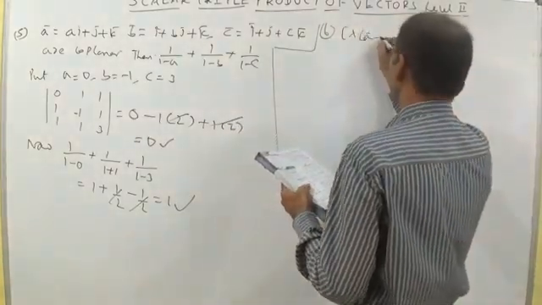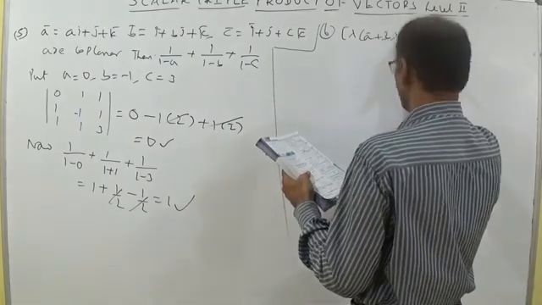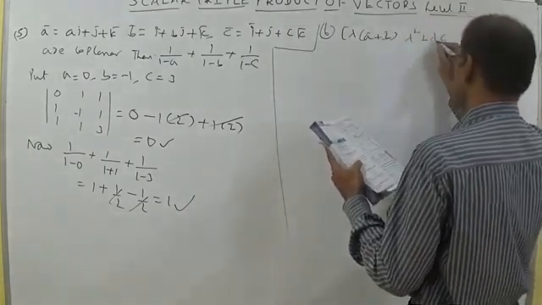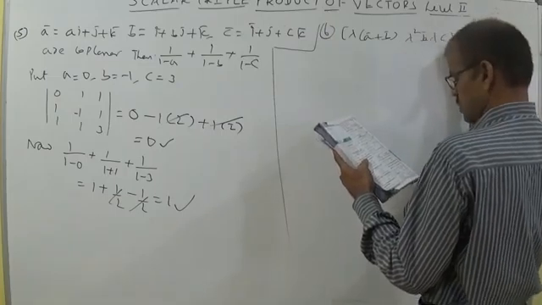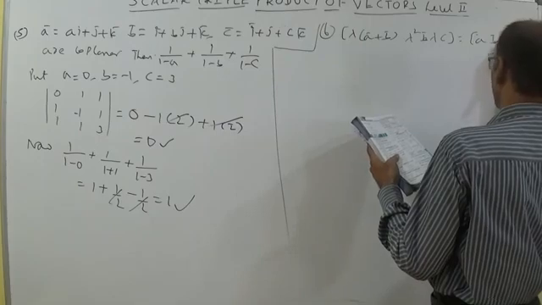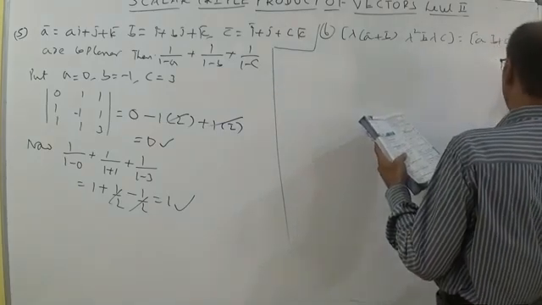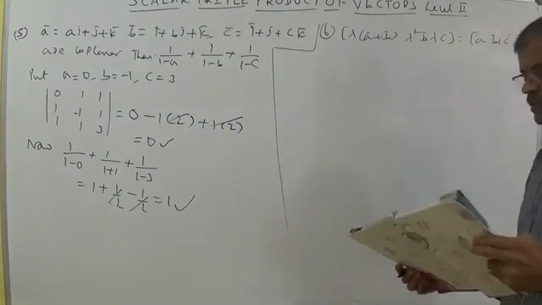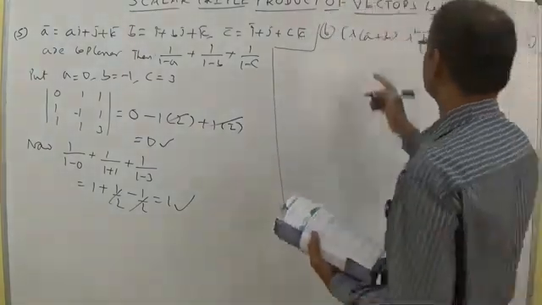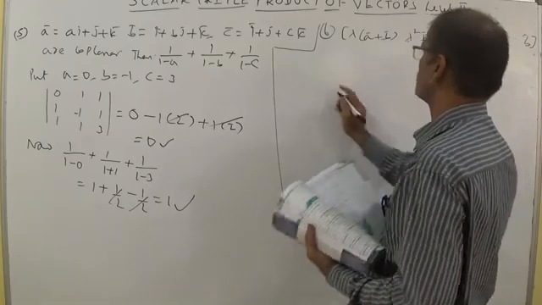Box of lambda A bar plus B bar, next lambda square B bar, next lambda C bar. Lambda A plus B, lambda square B, lambda C is equal to box A bar, B bar, C bar. So first we should try to understand lambda. This is a vector, this is another vector, this is another vector.